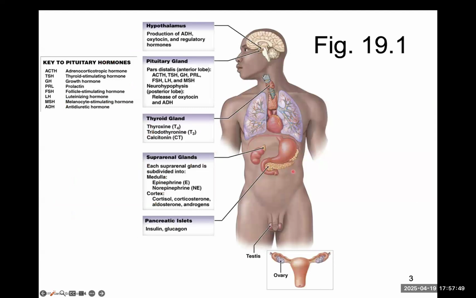Okay, so this is figure 19.1. They went ahead and highlighted major glands that we're going to focus on. For example, in your brain, we have a structure called the hypothalamus. Hopefully you already know this by now. And underneath that we have the thalamus, and beneath the hypothalamus, you have another gland called the pituitary gland, also known as the hypophyseal gland.